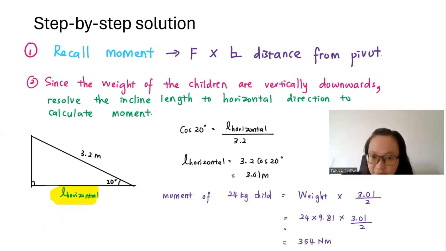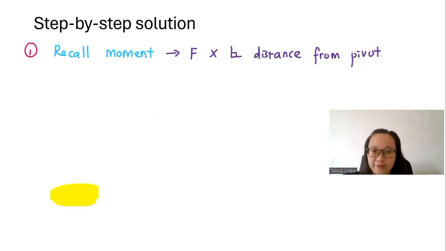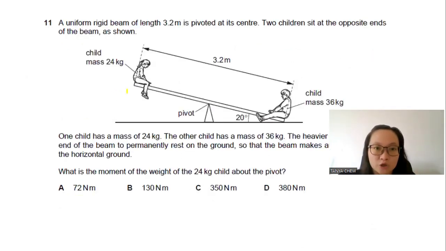Then, the moment of the 24 kilogram child. I answer the question after that. It is equal to the weight of the child, because that is force, times the perpendicular distance from the pivot. So why do I divide by 2? Look at this, the 24 kilogram child.